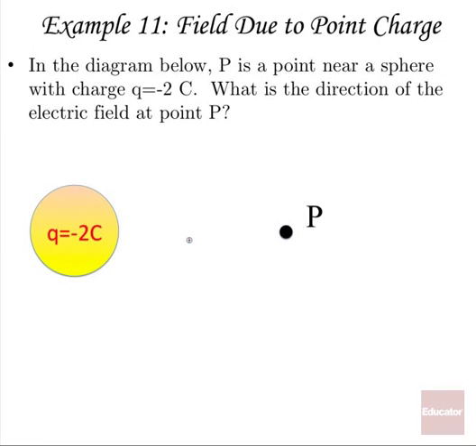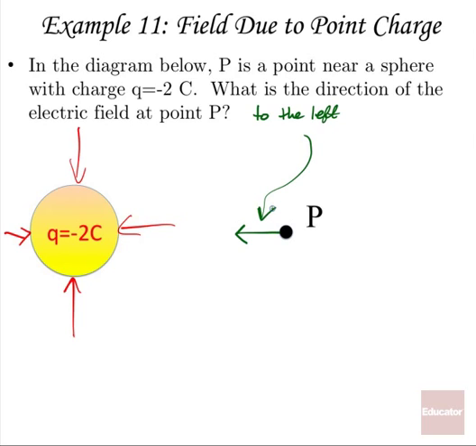All right, last problem here. In the diagram below, P is a point near a sphere that has a charge of -2 coulombs. What's the direction of the electric field at point P? Well, the way I would start this sort of problem is, if we have a negative charge, let's draw some electric field lines. Electric field lines point in to negative charges. This line is just going to keep going, so over here at point P, we would have an electric field pointing that direction. So the direction of the electric field at point P would be to the left, as shown right there.